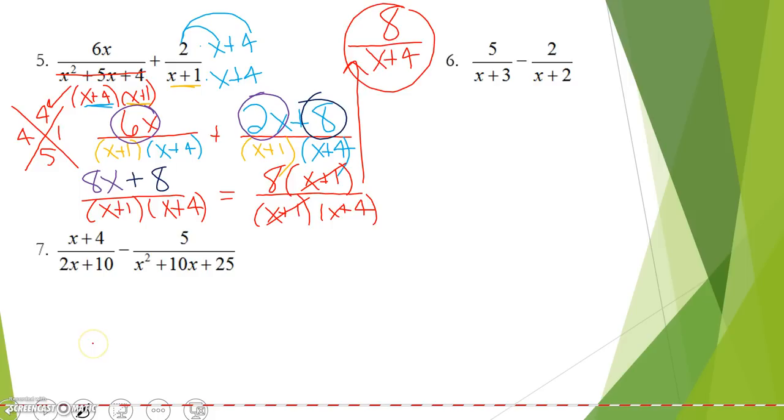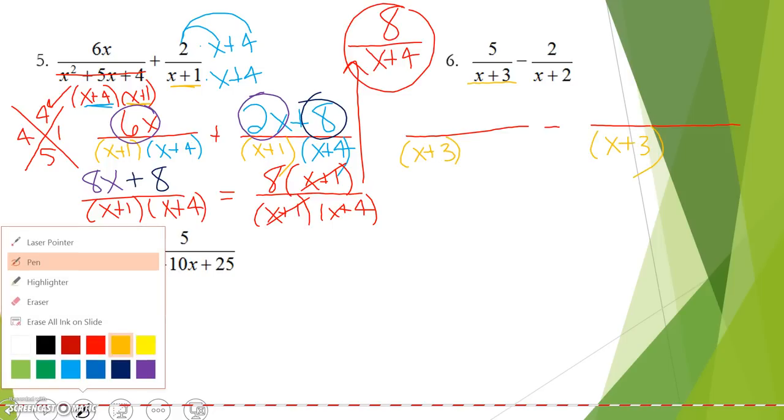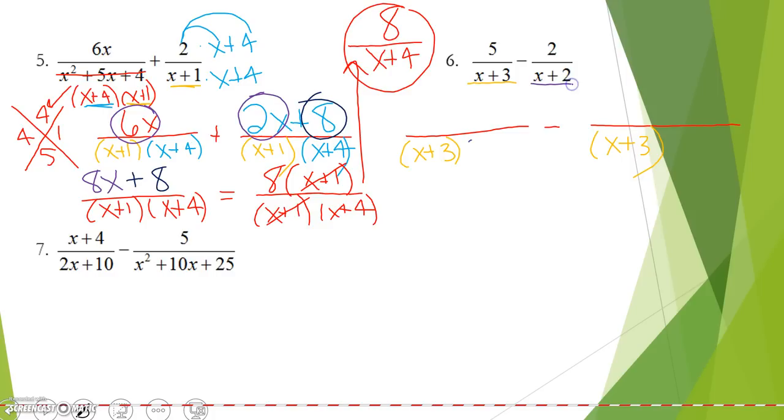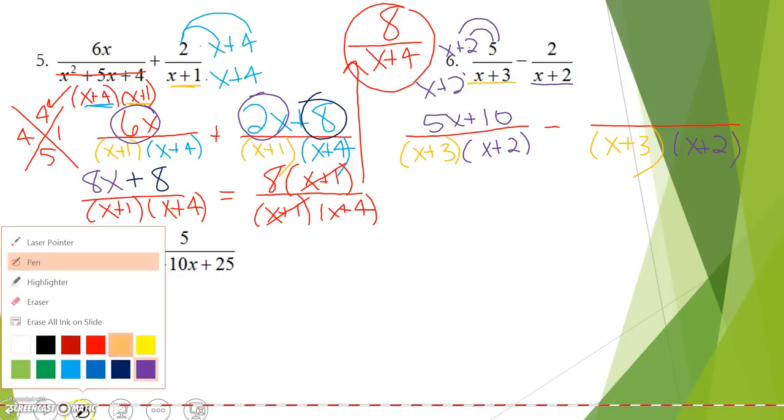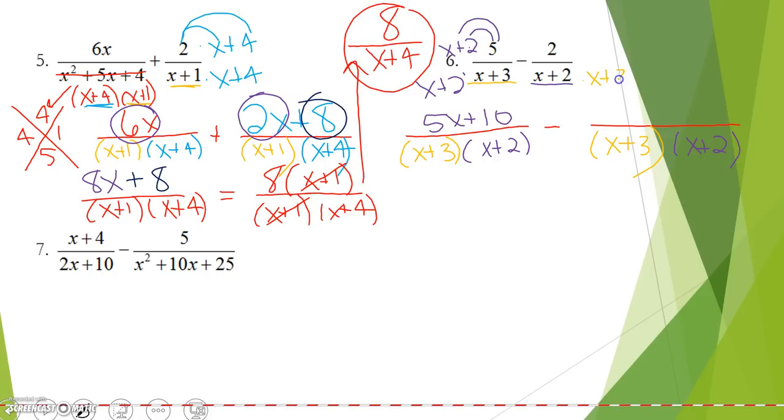What you have to do is just bring both binomials down. So the x plus 3 is going to come down. And the x plus 2 is also going to come down. So that means I need to multiply this first one by the purple, by the x plus 2. Distribute the 5. And I need to multiply the second one by the yellow, x plus 3. And I also need to distribute that.